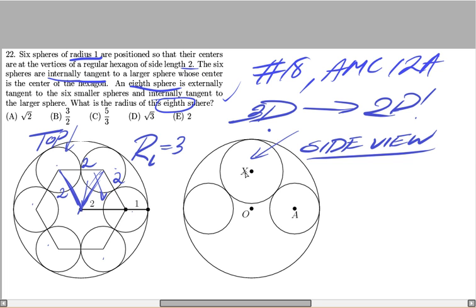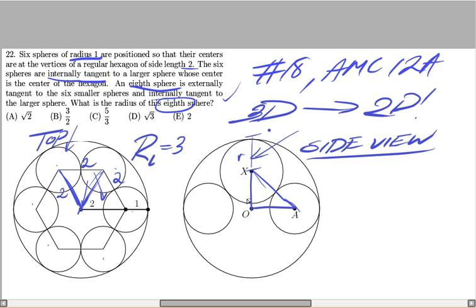Now, how do we approach this? This is similar. We convert to a 2D problem, and now we notice that we have a very convenient right triangle. And we can just apply the Pythagorean theorem to find the radius, not OX, but this length, which is the radius of the 8th sphere that we desire.